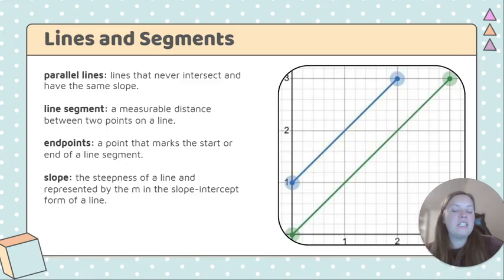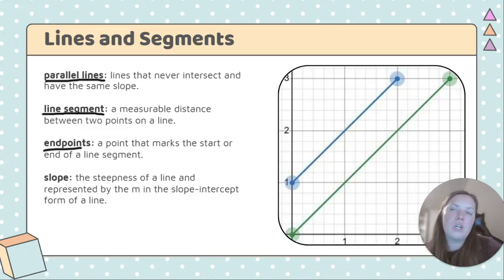The thing that's important to note is what parallel lines are. We've talked about them before, but just know that they are lines that go on and on forever and never touch. Line segments, which we're going to be working with, are basically a line with a fixed distance, with 2 endpoints that tell us where it starts and where it ends.